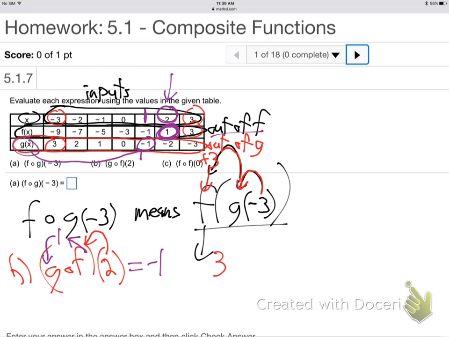That's what this section is all about, running things through two machines. Like music is composed, which means you put all the instruments together, right? So we're composing the functions. We're putting them together.